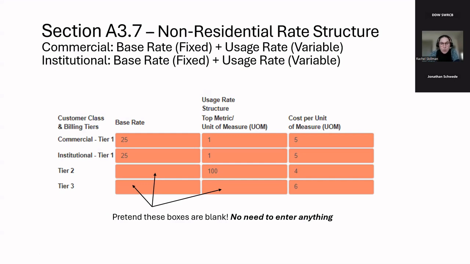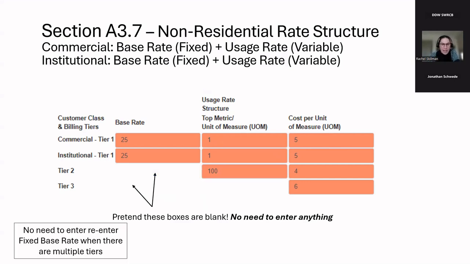And in this example, the usage rate is variable, and so we do want to note what the top unit of measure is. So up to 1 unit of measure, they are charged $5 per unit. But again, I wanted to highlight that there's no need to re-enter this fixed base rate when there are multiple tiers. Because the base rate is fixed, it's assumed that this $25 base rate applies to all three of the tiers for the institutional customers.